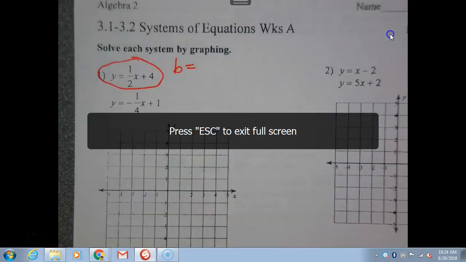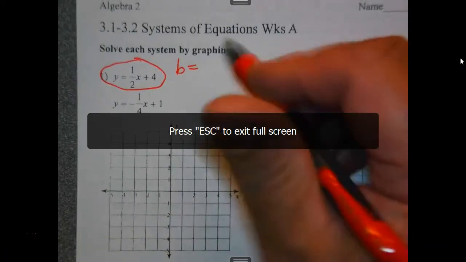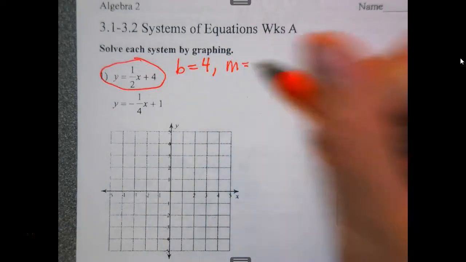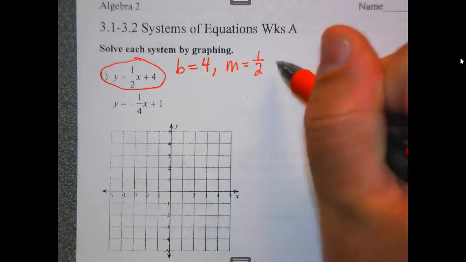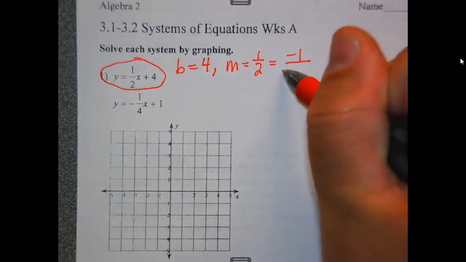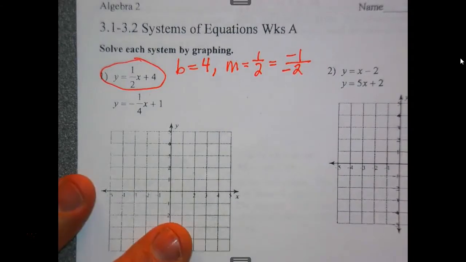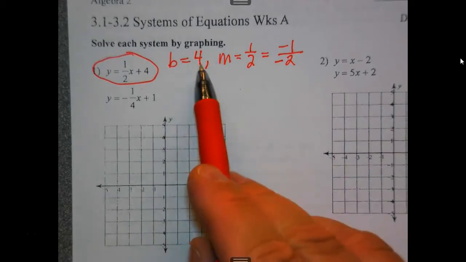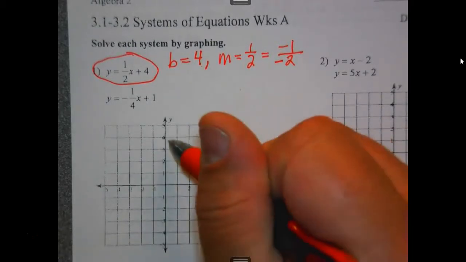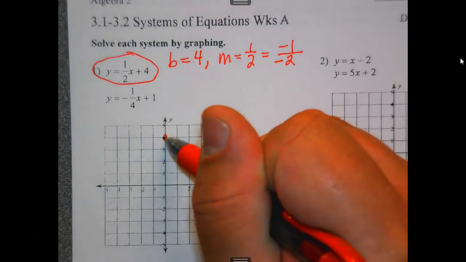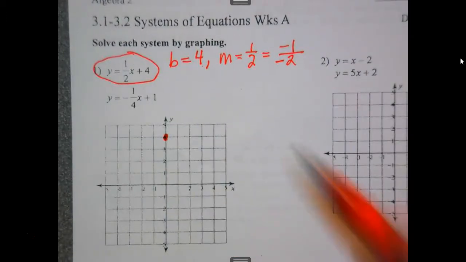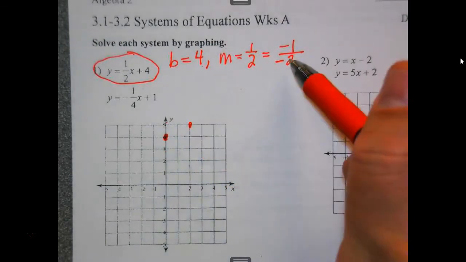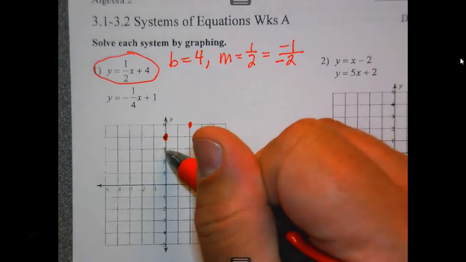Okay, my b is what? That's right, 4. My slope is 1 over 2 or -1 over -2, right? Okay, so I'm going to graph that line. It crosses my y-axis at 4. There's number 4. If I use this one, I have to go up 1 to the right 2. If I use this one, I'm going to go down 1 to the left 2.